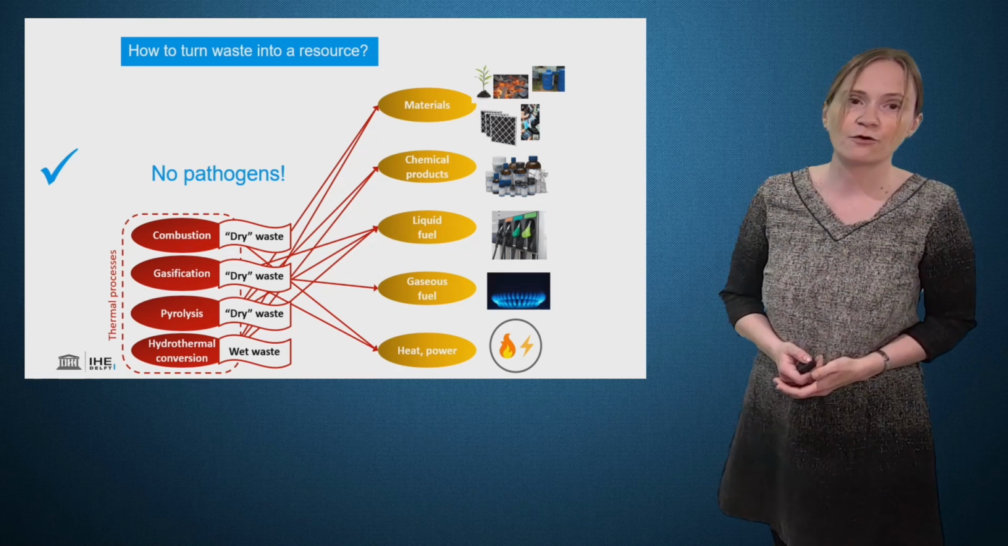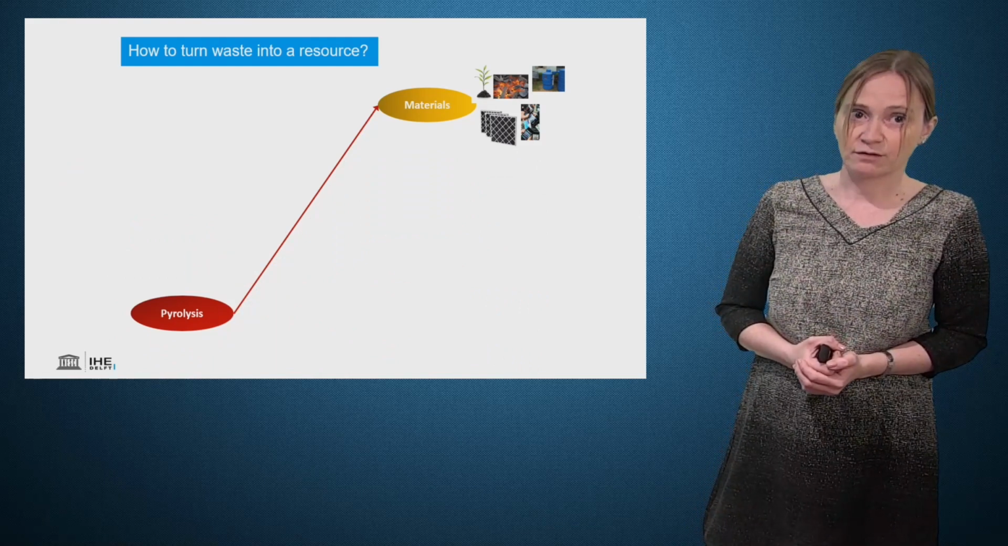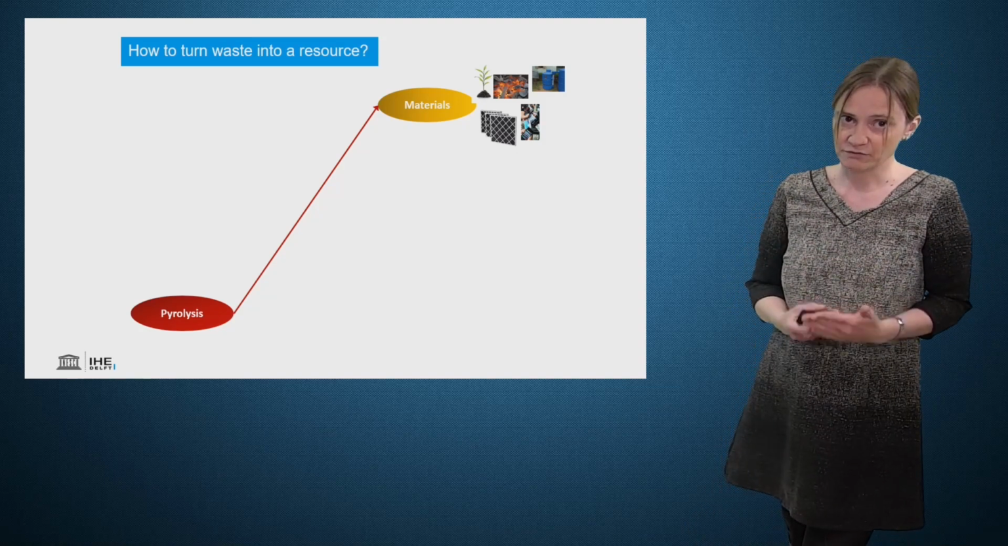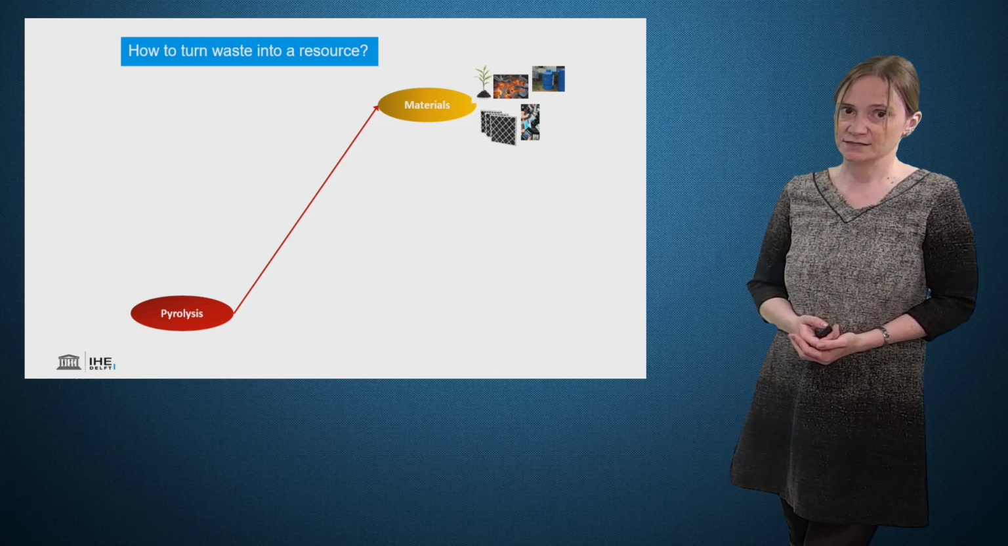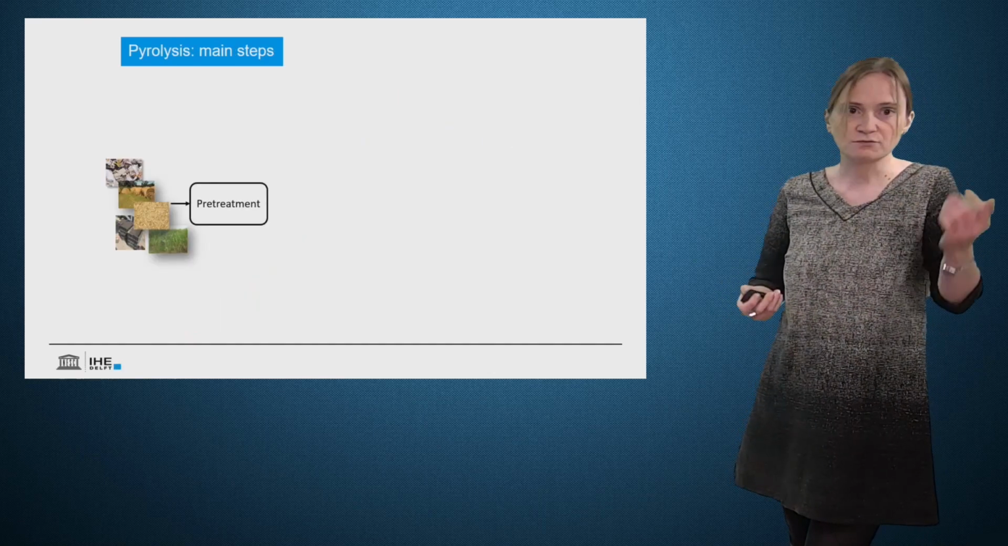But let's now focus on the core of this video and on the production processes of biochar. Two thermal processes can be used, pyrolysis and hydrothermal conversion. And let's start with pyrolysis. Pyrolysis is suitable for dry waste, such as rice husk.